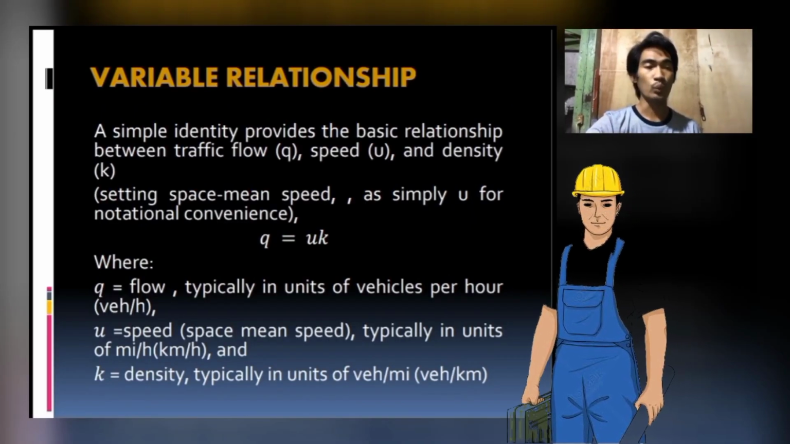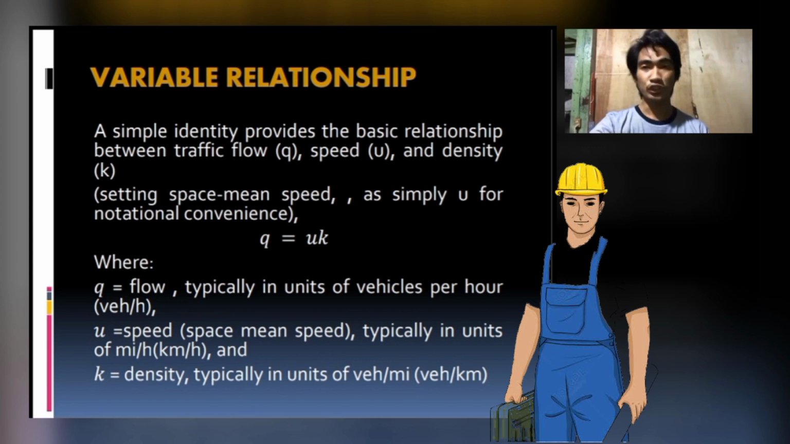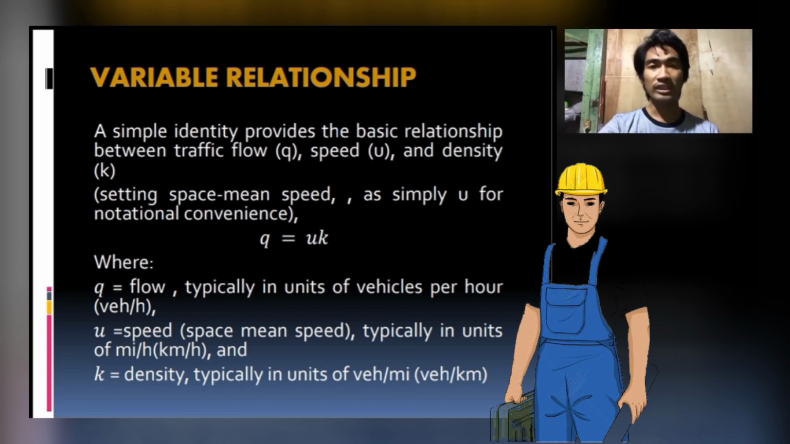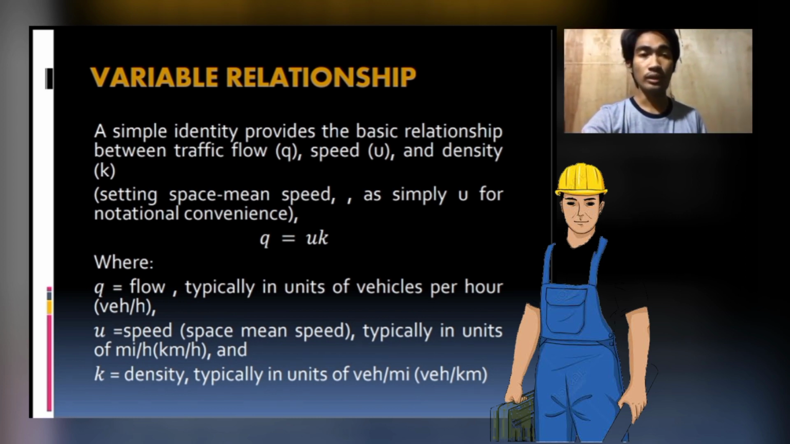Variable relationship. A simple identity provides the basic relationship between traffic flow, speed, and density. So, muna siya ang equation. Q is equal to U times K, where Q is equal to flow, typically in units of vehicles per hour. U is equal to speed, or the space mean speed, typically in units of miles per hour. And last is K is equal to density, typically in units of vehicles per mile or vehicles per kilometer.